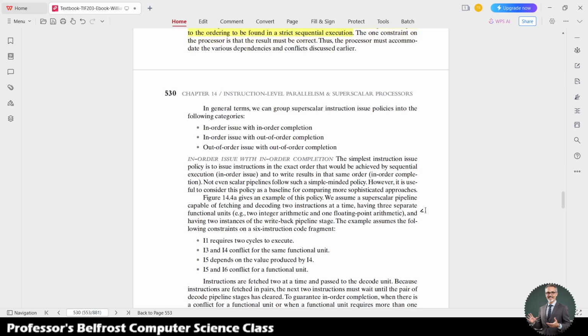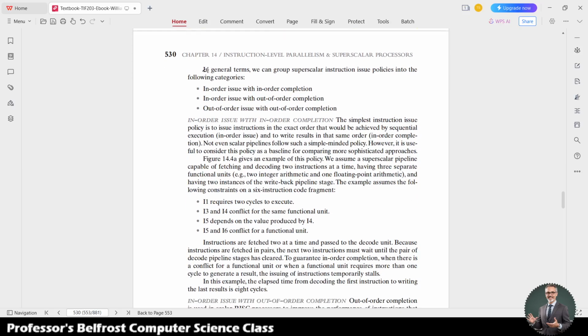In general terms, we can group superscalar instruction issue policies into the following categories, which we will discuss one by one. The first is in-order issue with in-order completion. Second is in-order issue with out-of-order completion, and third is out-of-order issue with out-of-order completion. The first one, in-order issue with in-order completion, is the simplest. It is to issue instructions in the order that would be achieved by sequential execution, in-order issue, and to write the results back in the same order, in-order completion.